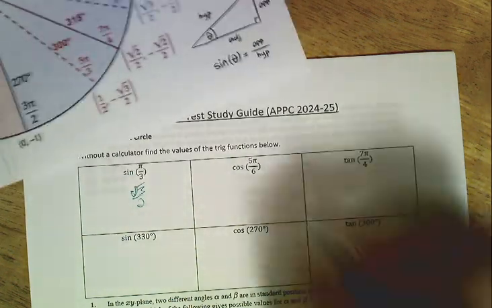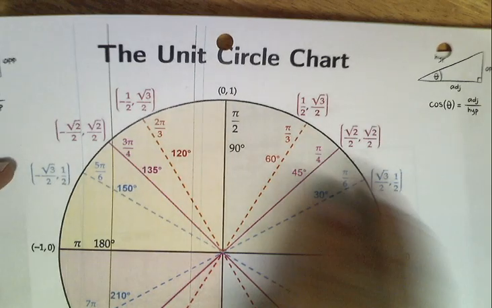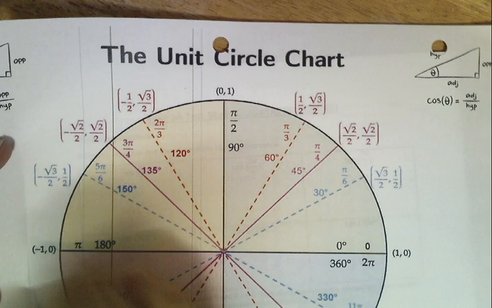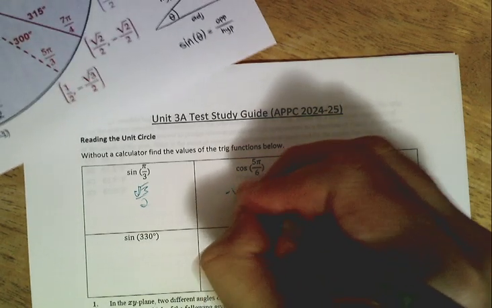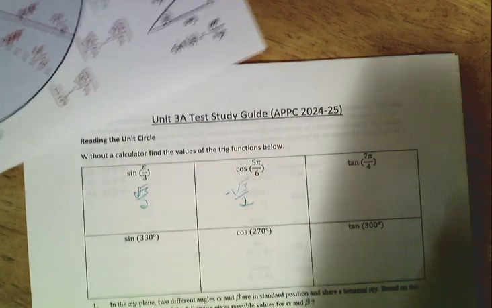Next up, we have cosine of 5 pi over 6. We find 5 pi over 6. Cosine is the x value. That is negative root 3 over 2. So I do negative root 3 over 2.